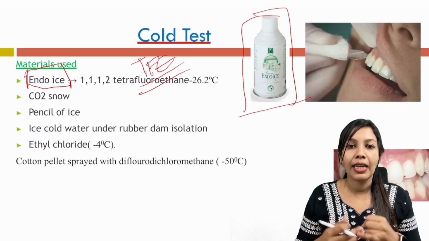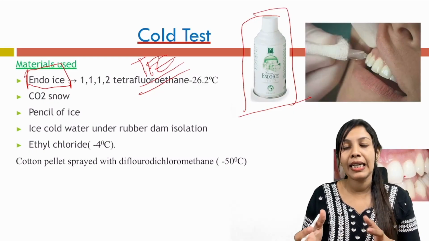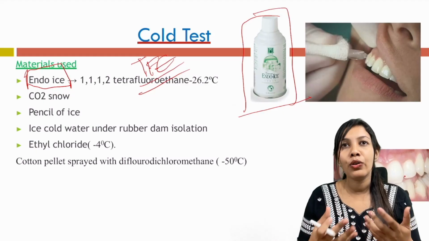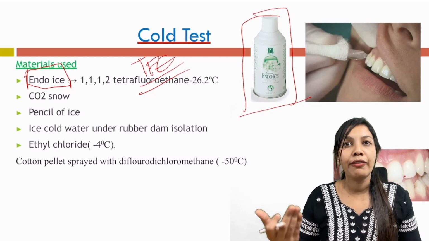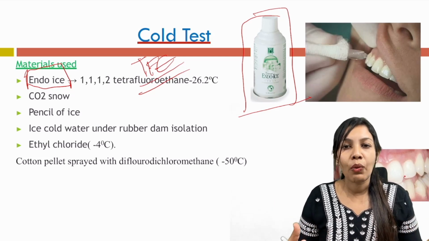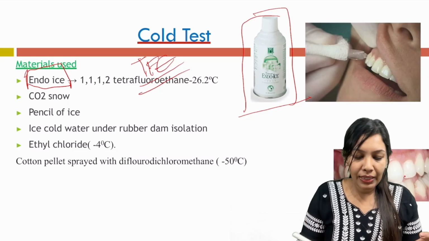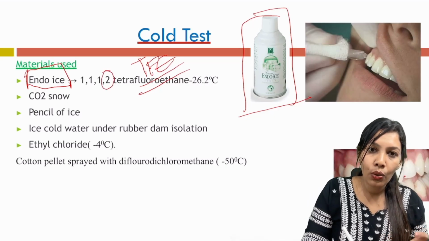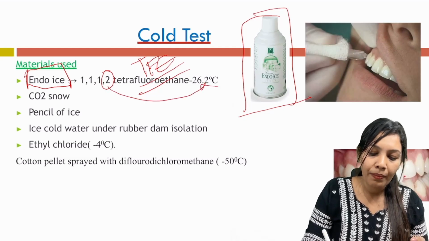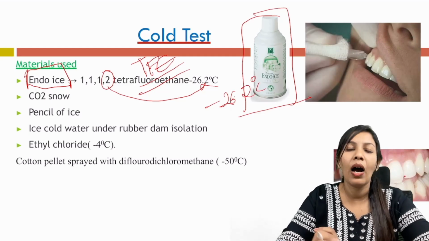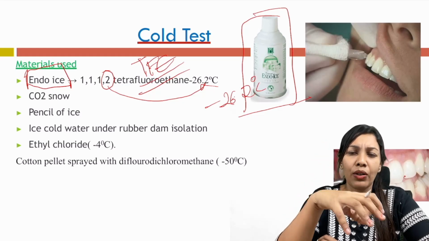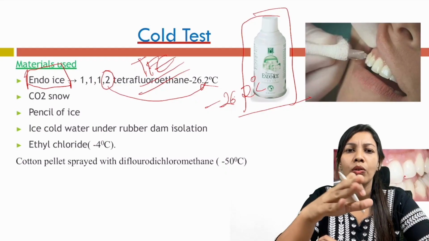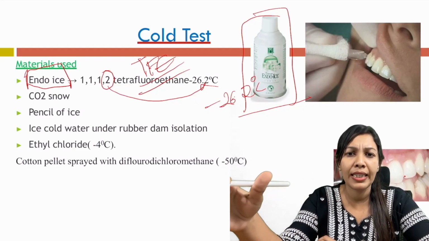TFE. Okay, that is tetrafluoroethane. Very nice, very easy to memorize. Endo ice means in endo we come across a lot of numbers, so it is like 1112 tetrafluoroethane. So what is the temperature? As you can memorize, there is 1112, right? So it is connected to minus 26.2 degree C, right? This is the way how I used to memorize such kind of numbers. So cold test, first is endo ice, with a lot of numbers, 1112 tetrafluoroethane, minus 26.6 degree.